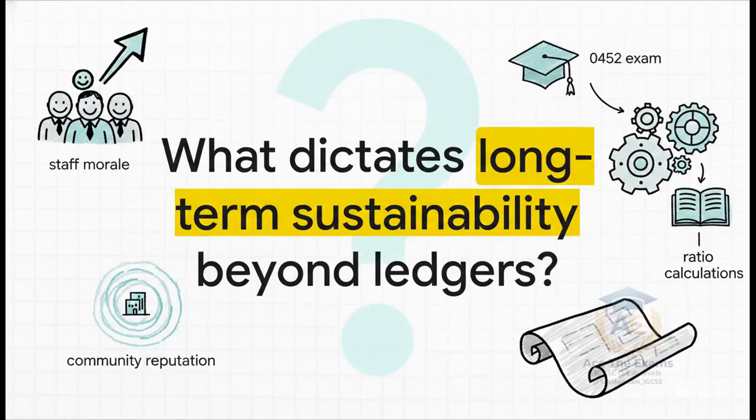So, as we wrap up, I want to leave you with a critical thought to chew on. You can have the most pristine ledgers, perfect terminology, and absolutely flawless depreciation calculations. But ask yourself, how do the unrecorded, deeply human elements, like the morale of your staff or your reputation in the community, ultimately dictate the true financial reality of a business beyond what any ledger can show? Keep that perspective in mind. Apply this blueprint meticulously, and you are going to absolutely crush the 0452 exam.